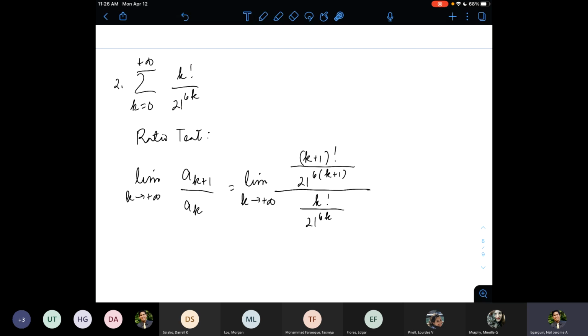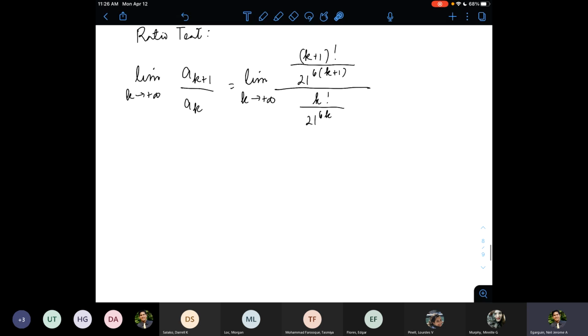And you see here why the index of summation doesn't matter, because we are only interested in what happens when k becomes very, very large. So it doesn't matter what the first few values of k are. What we're after would be the behavior as k becomes extremely large. Now we simplify the complex ratio here, or the complex fraction. So I'll have k plus 1 factorial all over 21 to the 6k plus 6, and then times the reciprocal of the denominator as k goes to infinity.